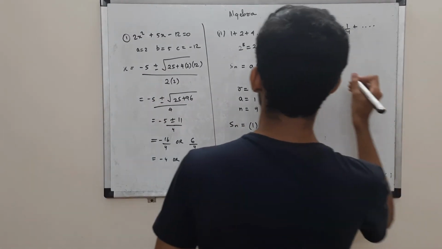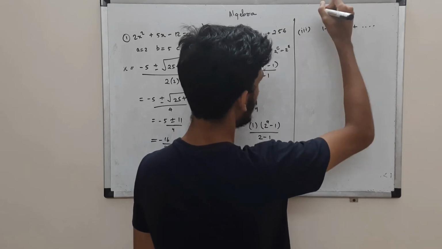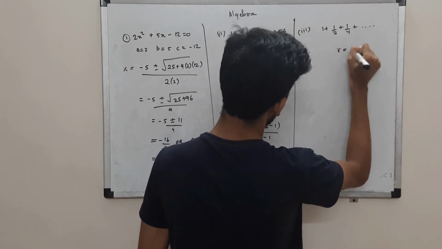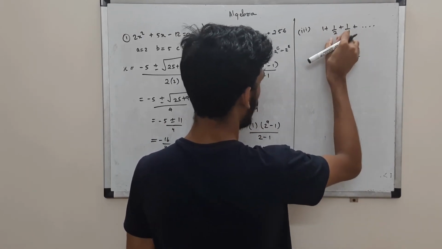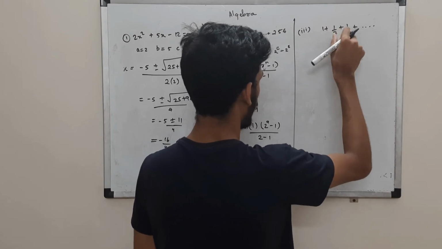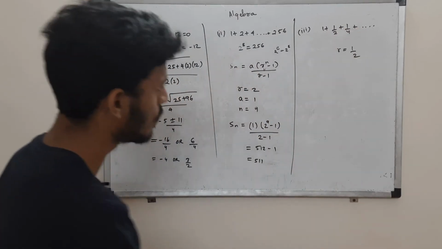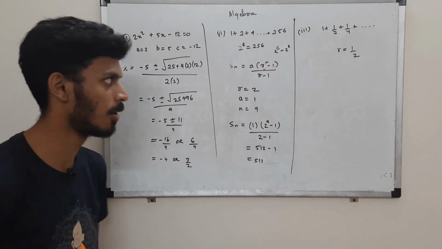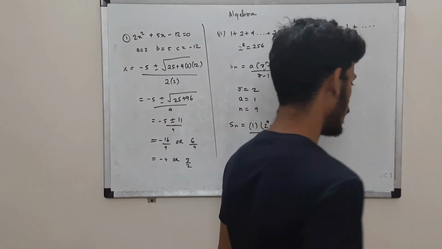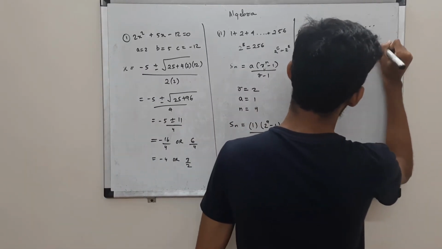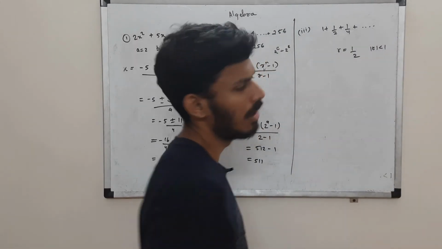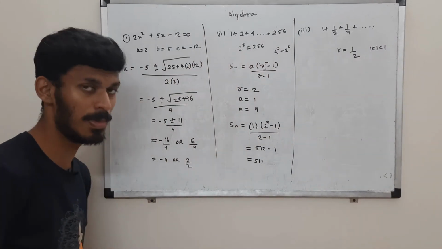Okay, let's come to this one. Here we have an infinite GP, and you can see that the common ratio is half. You are multiplying by half: 1 times half is half, half times half is 1/4. The GP goes on and on, there is no end. It is an infinite GP, and you can also confirm that mod of r is less than 1. The value is less than 1, so your GP will converge.